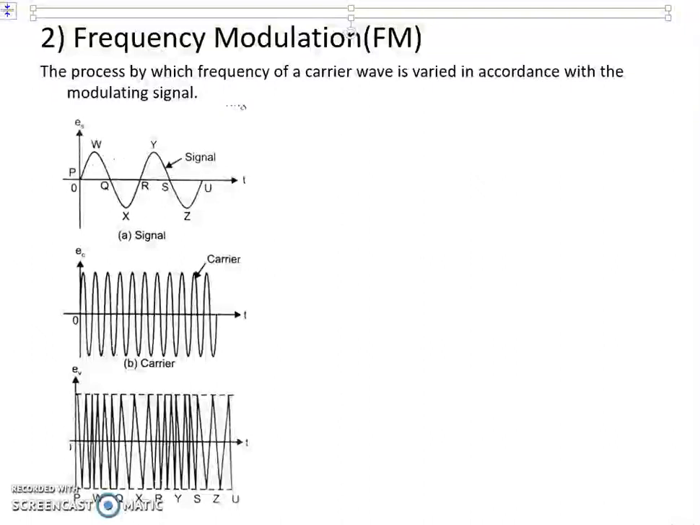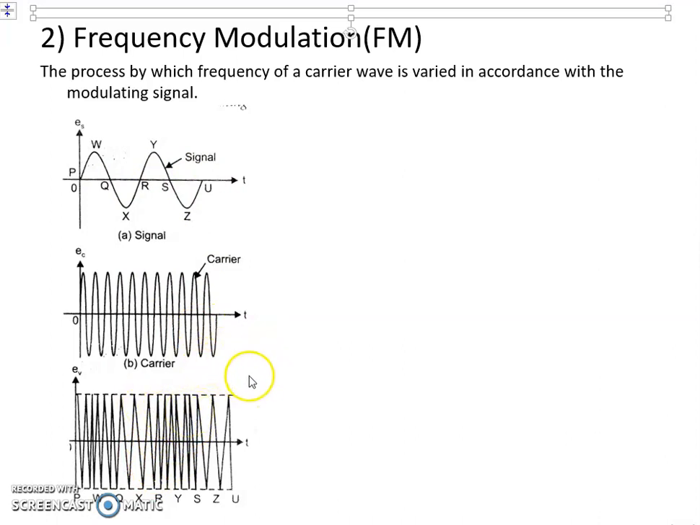Now let us discuss the second type of modulation technique, which is frequency modulation. The process by which the frequency of a carrier wave is varied in accordance with the modulating signal is called frequency modulation. The process is shown in these graphs. The three waves are shown here. The first wave is the signal wave which is to be transmitted. The second one is the carrier wave, and the third one is the resultant frequency modulated wave.